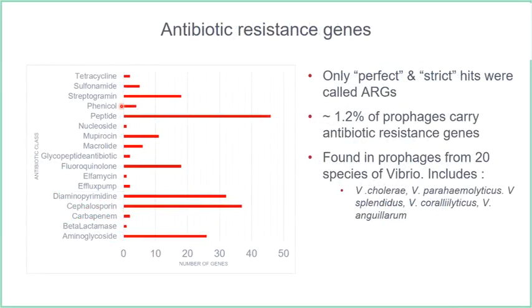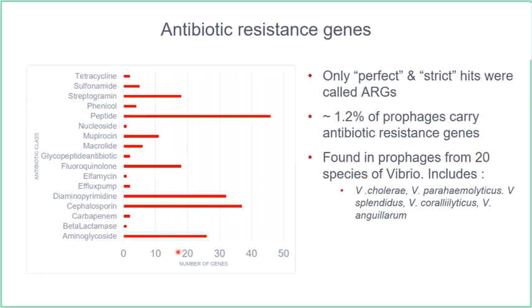So the other question that we had at the start of this was antibiotic resistance genes. Do prophages carry antibiotic resistance genes? So this is something many people are interested in. Are they major vectors of moving them about? So we went through all our prophage predictions and started looking for antibiotic resistance genes, and we can find antibiotic resistance genes. Somewhere around about 1.2% of prophages carry these resistance genes, and they are found across a range of different vibrios, including cholerae and parahaemolyticus, as well as splendidus.